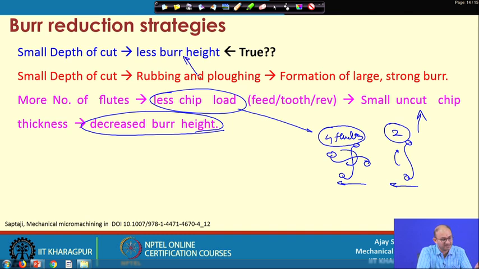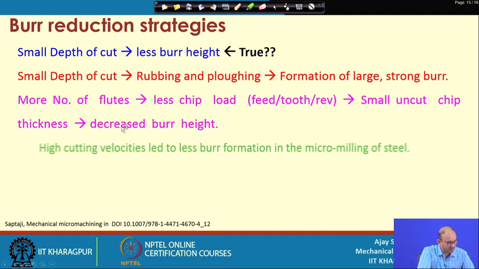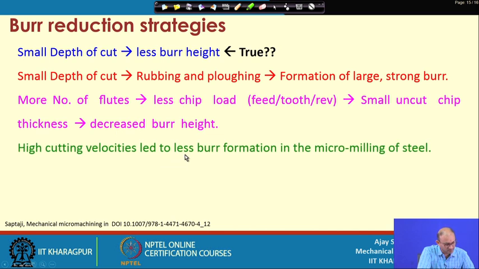So, let us not generalize this statement, but we will see that it depends on the material and the parameter setting, and these things can be taken up very easily, right. And the high cutting velocity leads to less burr formation in the micro milling of steel.